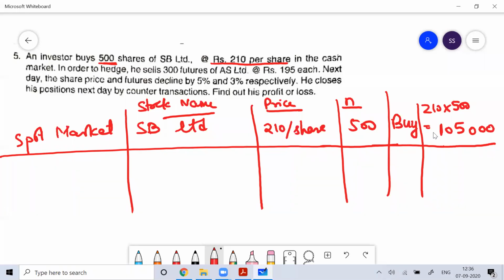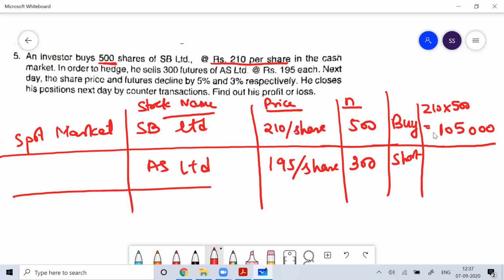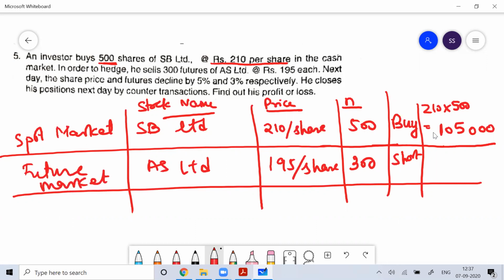Now, in order to hedge his risk, he has taken a short position on 300 futures at 195 rupees per share of SB Limited. This he has done in the futures market. The reason for doing this is that he wants to hedge his risk.